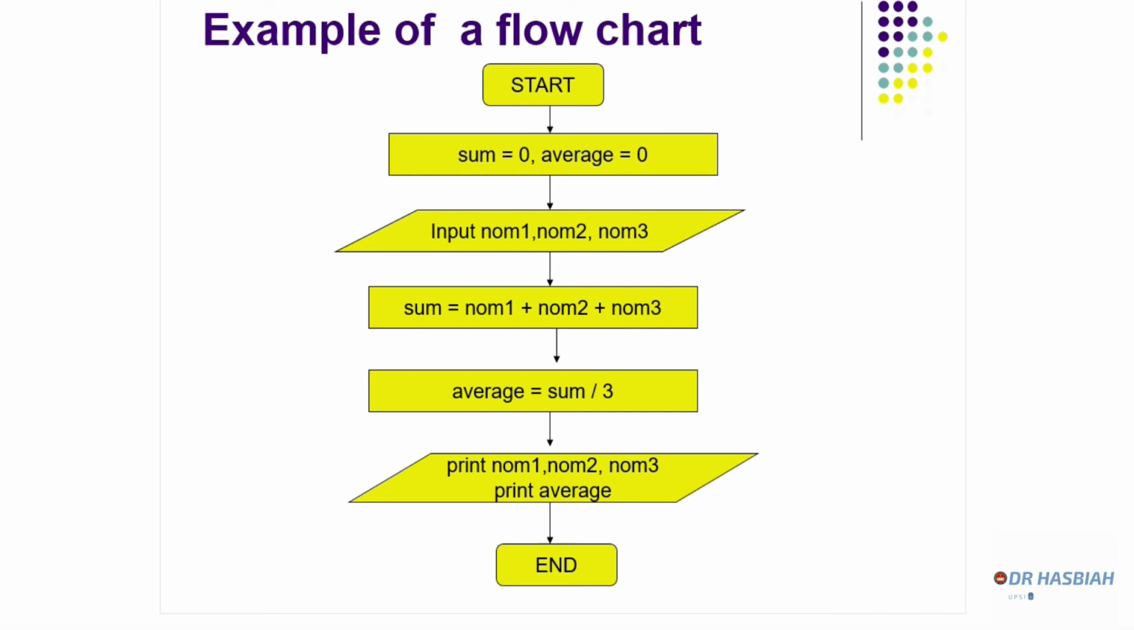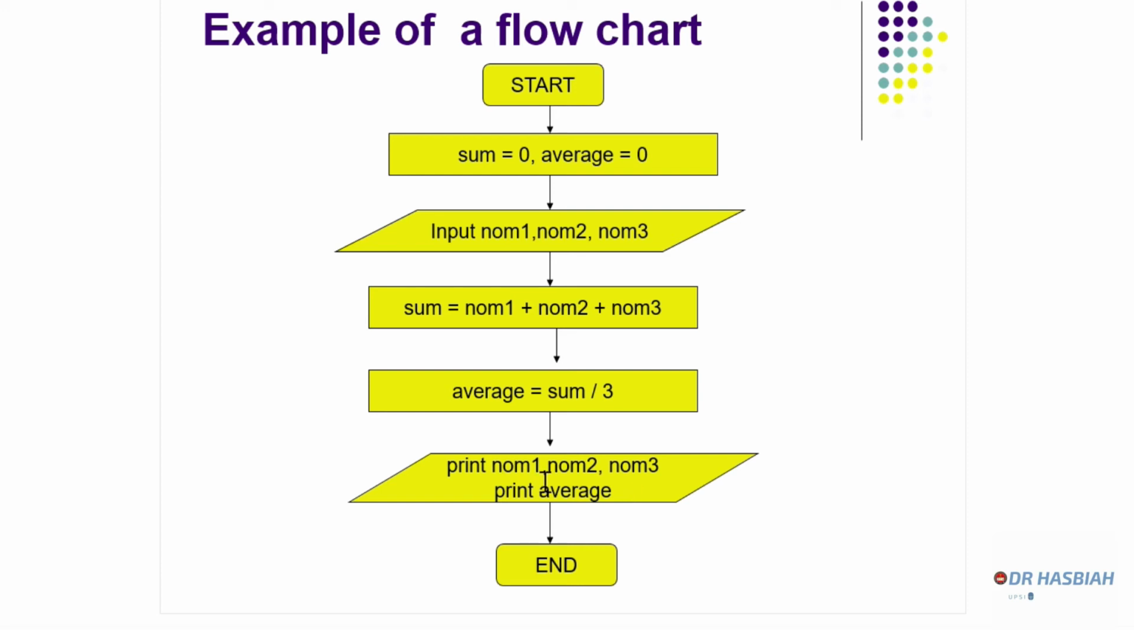Okay, if you see here, this is the process symbol. So I put the sum equal to num1 plus num2 plus num3 in this symbol. After I get the sum, I want to calculate the average. We use the same symbol: average equal to sum divided by 3. That is the process. After that, we want to print all the numbers, and then print the average.